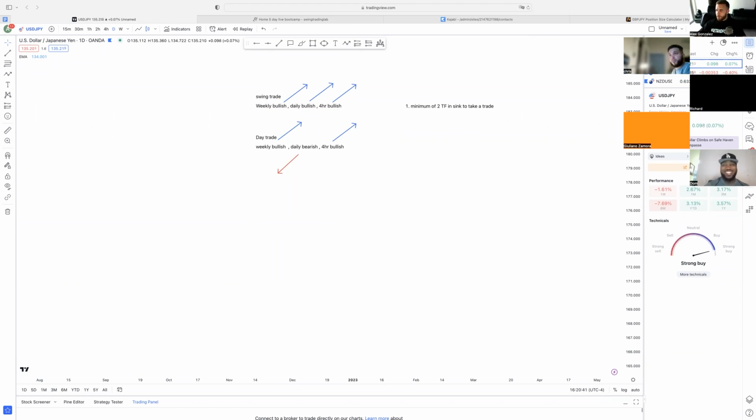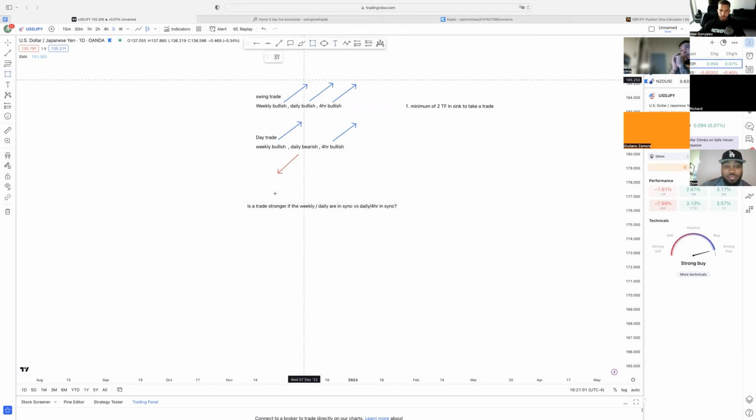So for both have to be in the direction to take the trade? No. 2 time frames in sync to take the trade. Is this trade stronger if the weekly and daily are in sync versus the daily and 4 hour? I think that's pretty self-explanatory, and the answer is pretty much yes, because you have the higher time frames in sync.